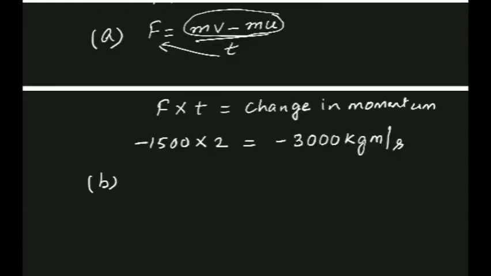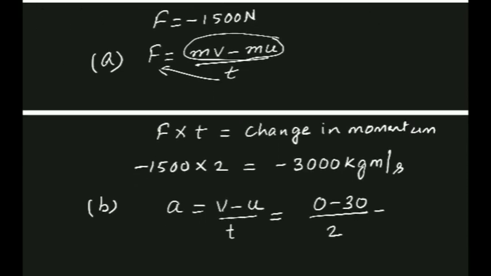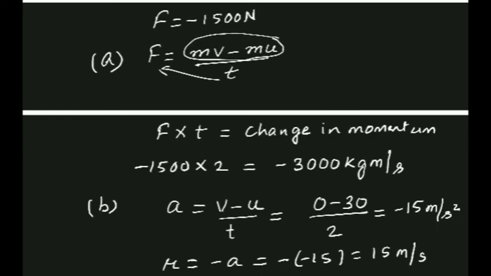Now what is the second part? Retardation. We have to find out retardation. Okay, so retardation, we have to find acceleration first, v minus u upon t. So what is v here? 0 minus 30 upon time is 2 and is coming minus 15 meter per second square. So retardation will be minus a, or you can write minus 15. It will be plus 15 meter per second square.